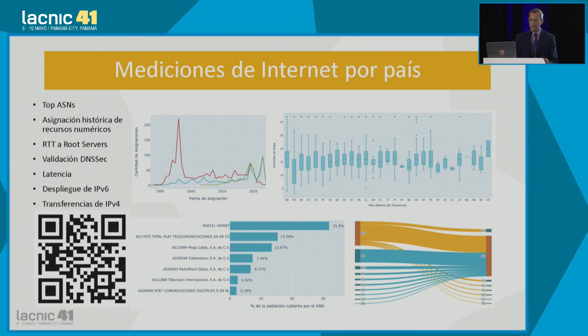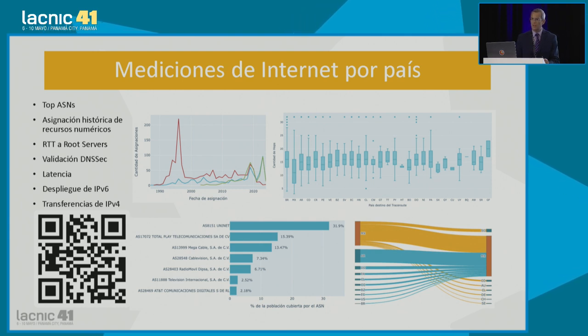I suggest you visit this website. There you have the QR code while I speak. We publish this mini site in our LACNIC site with mini stats with indicators by country. So I invite you to compare and to revise this information. We have information on our ASNs, on the RTTs, the round trip times to the root servers, our DNSSEC validation, latency, IPv6 deployment, as well as many other resources, which I think are well worth reviewing and studying.